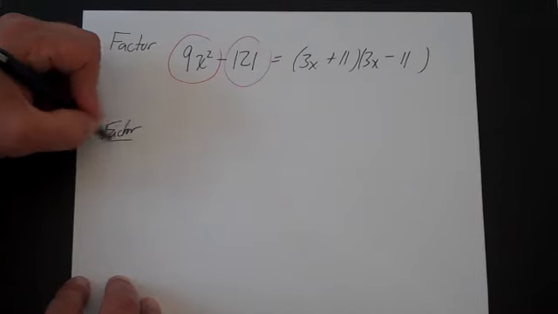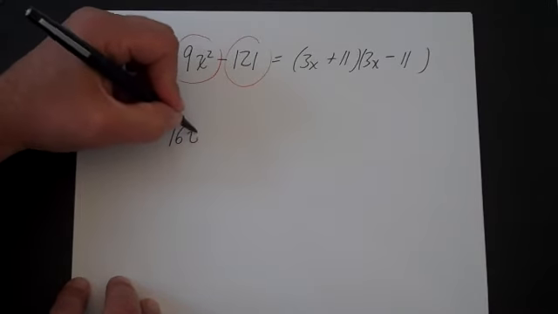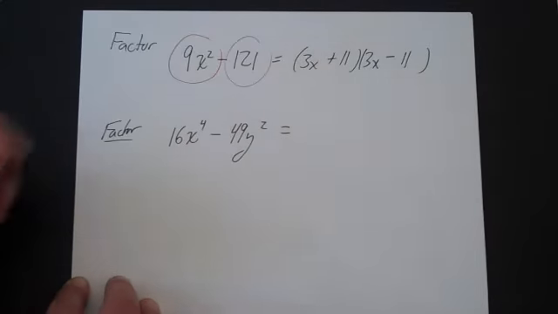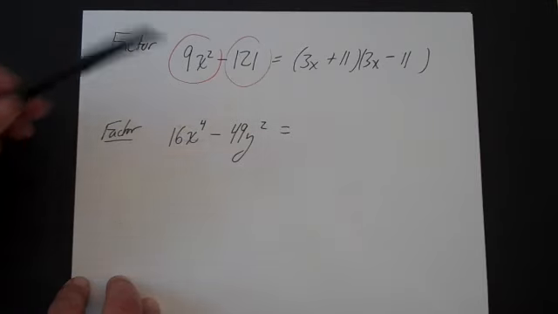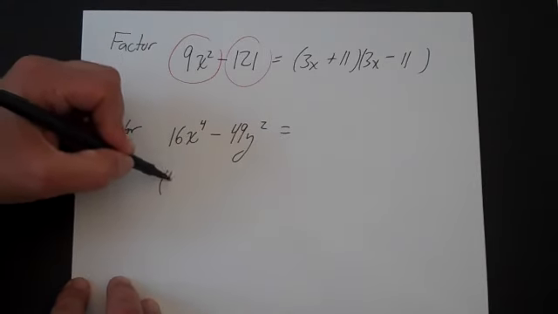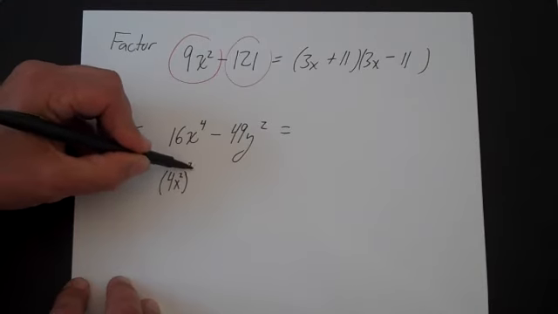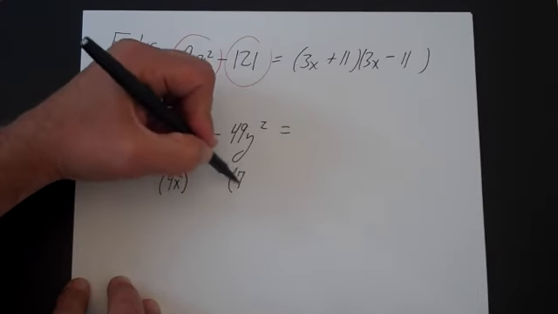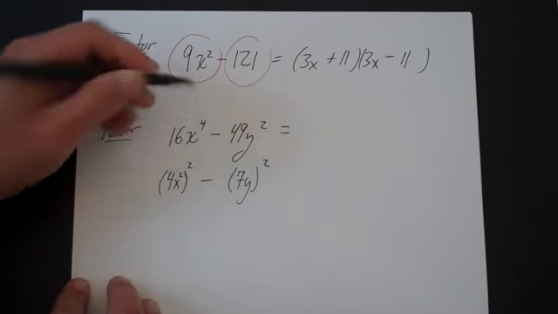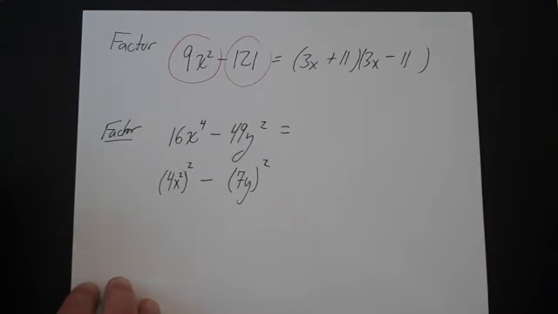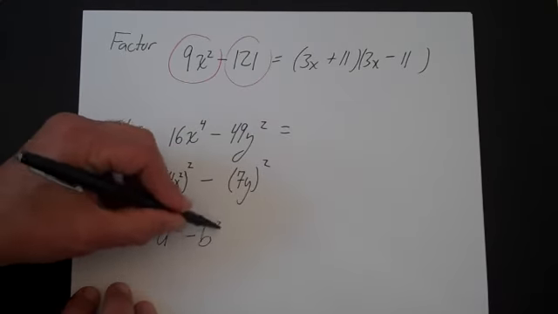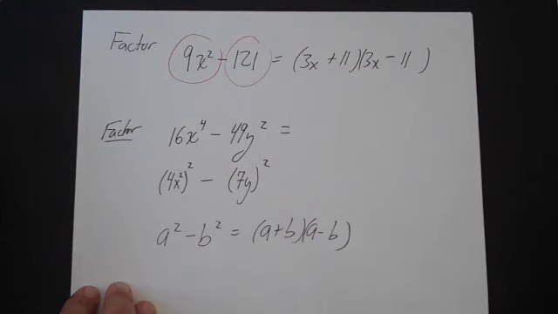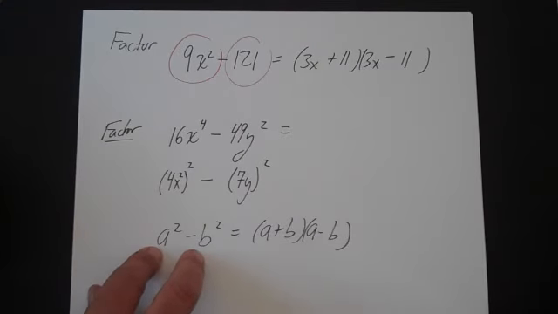Another typical problem. We have 16x to the 4th minus 49y squared. 16x to the 4th, is that a square? It turns out it is. It's just 4x squared, squared. 49y squared, is that a perfect square? It is. It turns out it's just 7y, squared, and they're separated by a minus sign. They are. So remember, this is the rule. a squared minus b squared is simply a plus b, a minus b. And as long as this pattern holds, it doesn't matter how complicated a and b are.